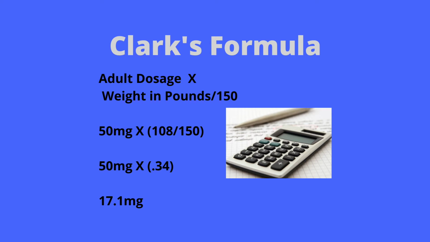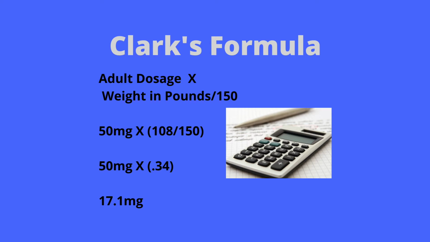What we're going to do first is basic mathematics, basic algebra. We take the pounds, which is 108 for Herbert, divided by the standard number in Clark's formula, which is 150. That gives us 0.34. Now we simply multiply that times the adult dosage of that particular herb, which gives us 17.1 milligrams. So we'll be giving Herbert 17.1 milligrams of this herb according to Clark's formula.